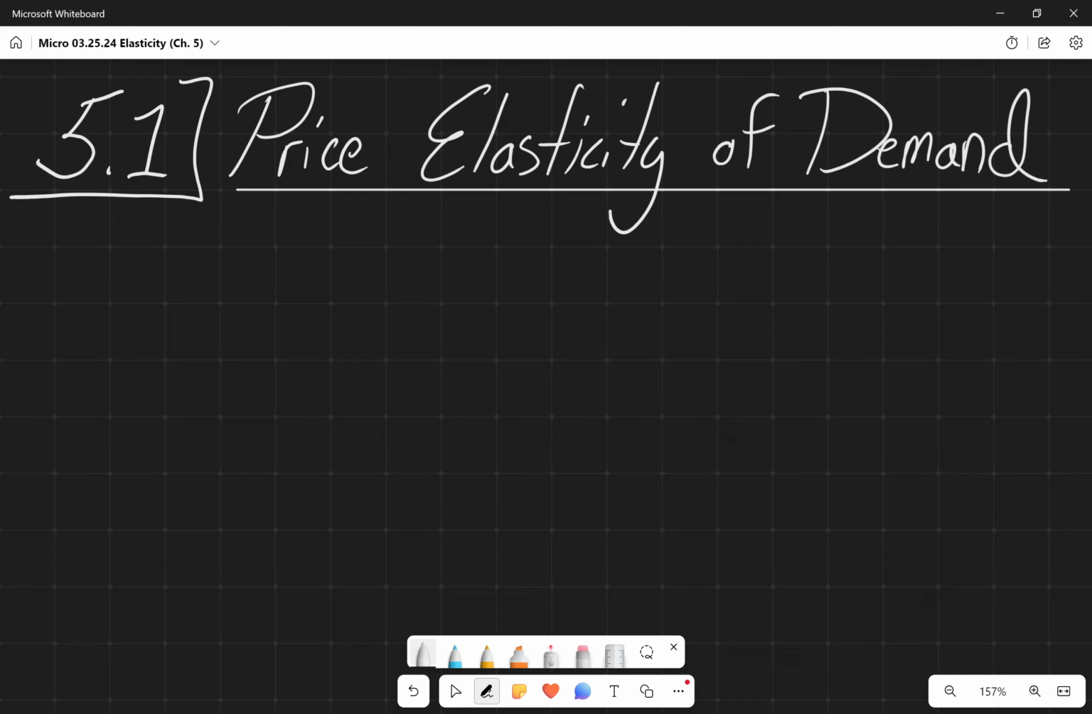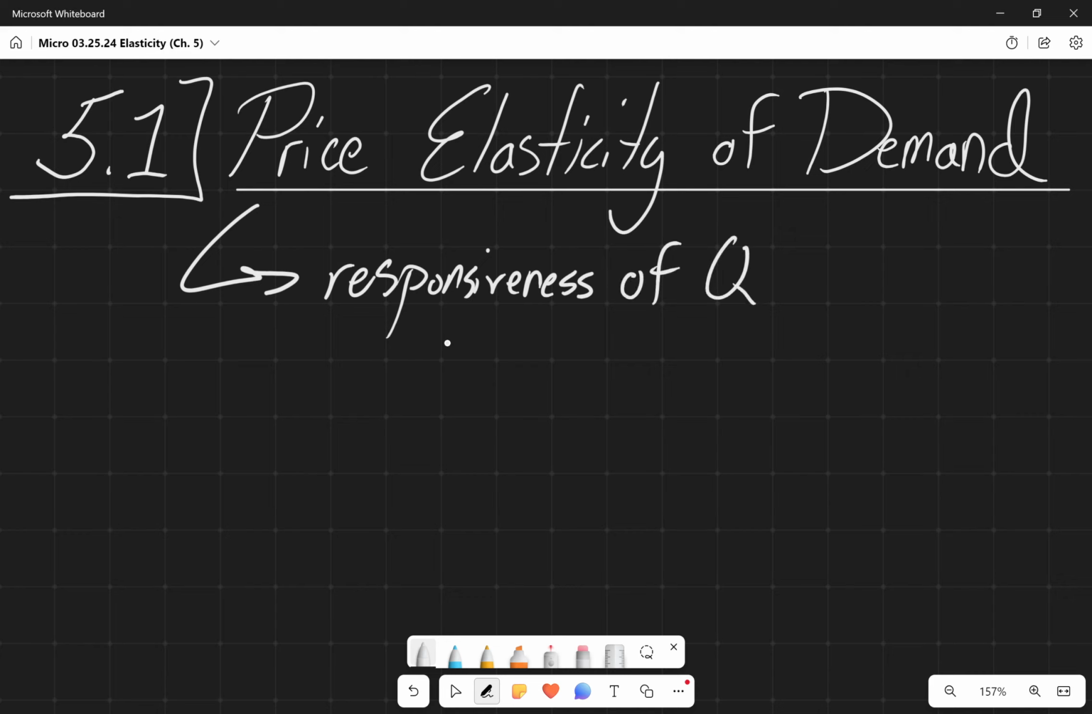All right, so chapter 5 deals with how steep those demand curves are. And the steepness of the demand curve, when we mathematically compute it, is known as the price elasticity. The price elasticity we can think of in words as the responsiveness of the quantity demanded when price changes, decreases, or increases.